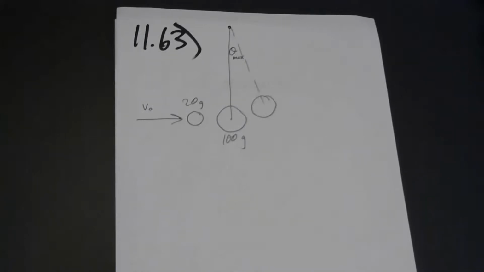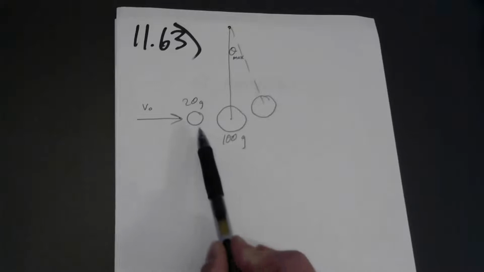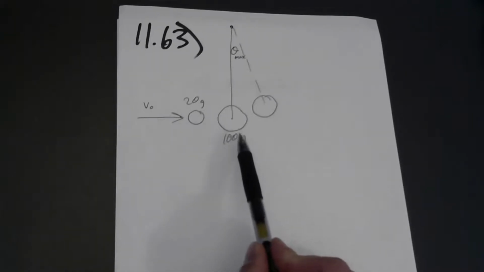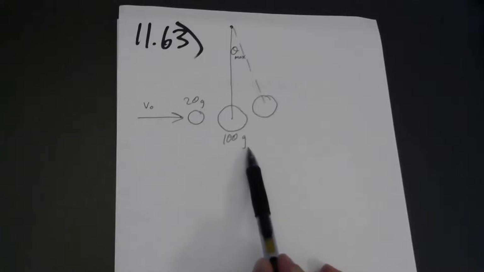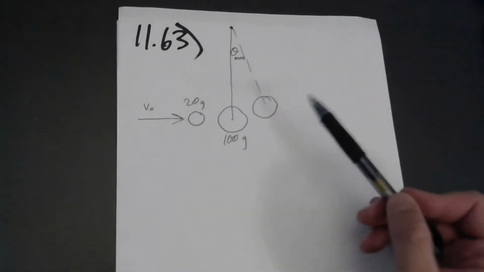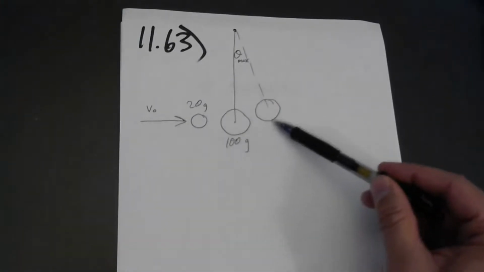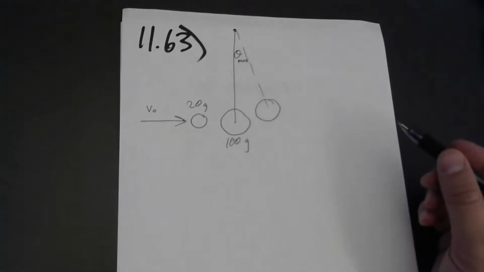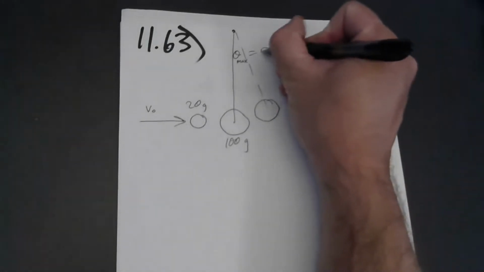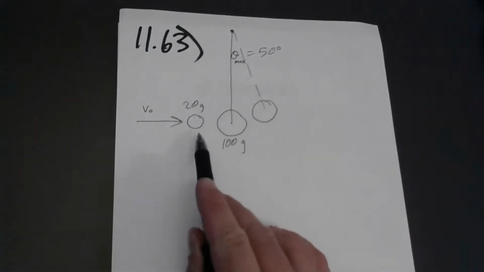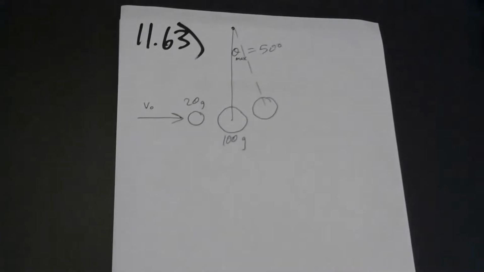Let's use these results now to solve a problem which was not in your homework, but it's at the end of the chapter. This is number 63 from chapter 11. A smaller mass of 20 grams is fired to the right, where it strikes a larger 100-gram ball, which is just hanging from a string. And after this ball rebounds, we're told that the larger ball swings upward to a maximum angle of 50 degrees before coming to rest momentarily and then swinging back down. And we're supposed to figure out how fast each of these was moving just after the collision.